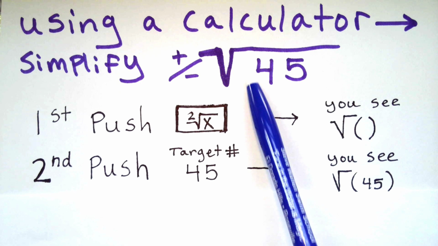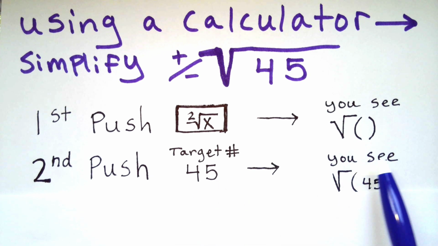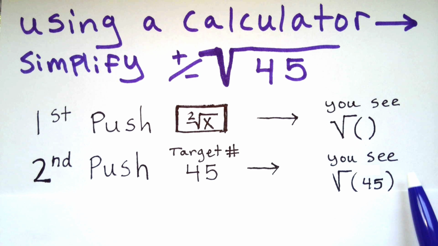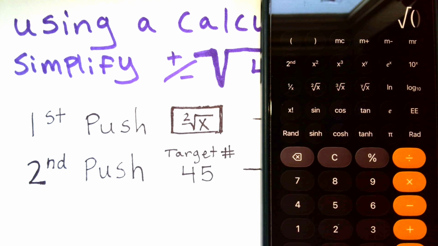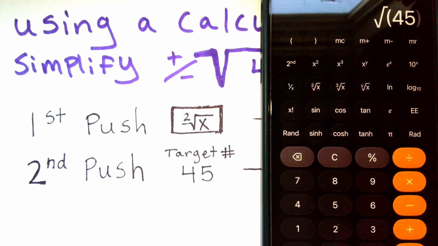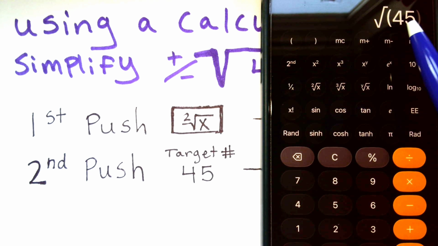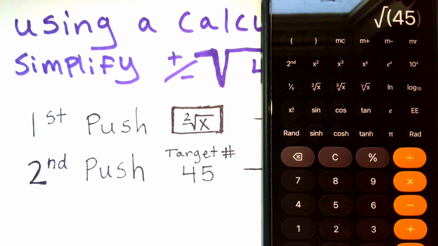All right, so the second step you're going to take on your calculator, you want to push that target number, right? 45, that's inside the radical. 45 is your target number, and then you're going to end up seeing the square root with 45 inside the parentheses. Let's take a look at that now. Okay, so now I'm just going to punch in the 4 and the 5, and if you look up here, you can see the square root of 45 inside those parentheses.